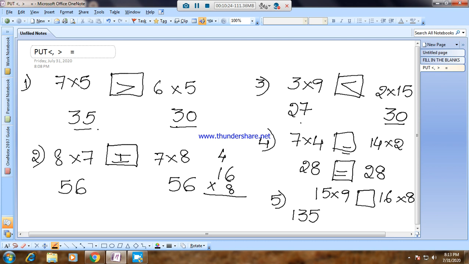8 6s are 48, 4 carry, 8 down, 8 ones are 8 plus 4. 4 fingers open, 8 after, 9, 10, 11, 12. Or we can do like this. Any option you can follow. So 135, 128. Which is the bigger one? Yeah, 135 is the bigger one. That is the reason the greater than symbol will come. And now we have one more question left.